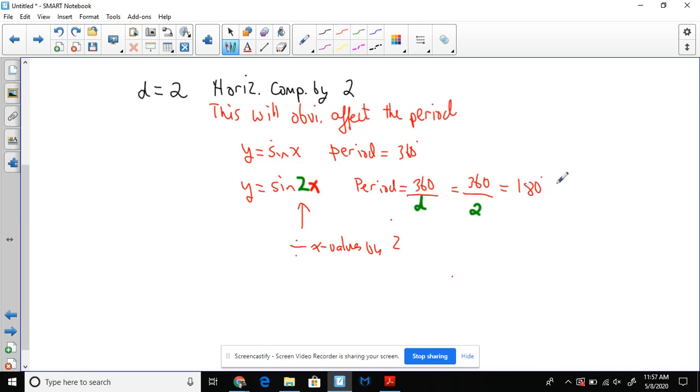So this is super important. Notice I didn't care about the terminology we used before. Now I'm saying, if the d value is 2, then I'm squishing this graph horizontally, which means the period is going to be shorter. Okay, it's not going to take 360, it's going to take 180.